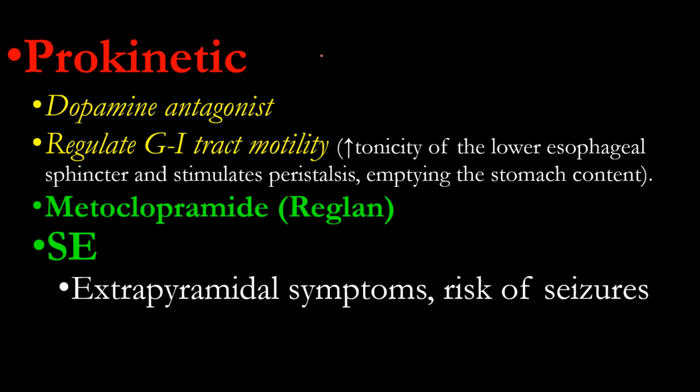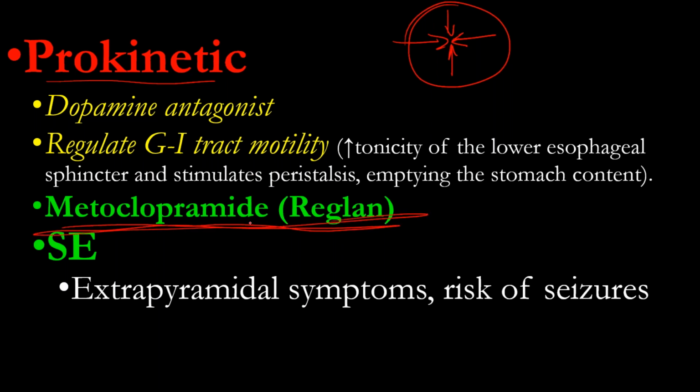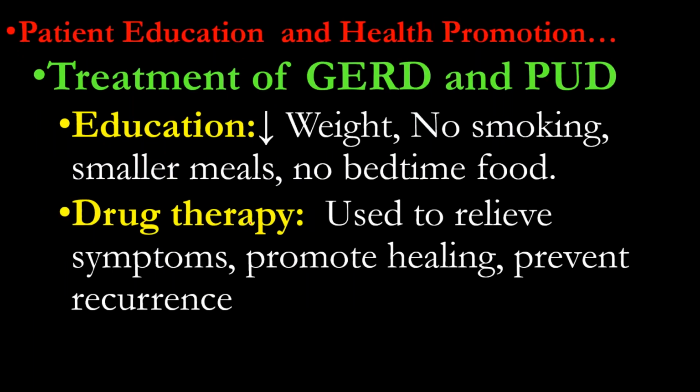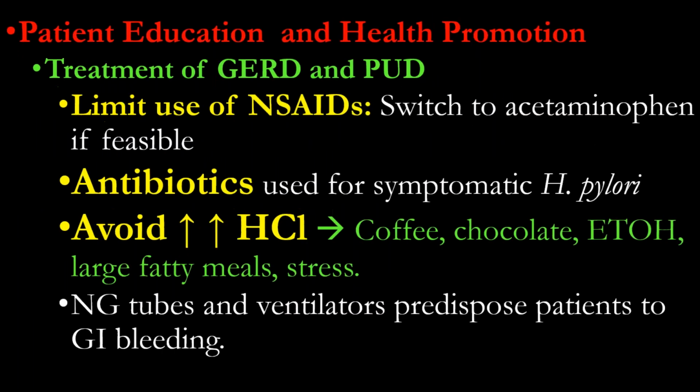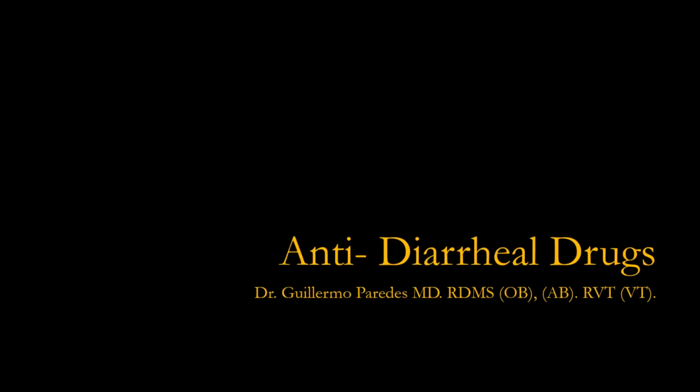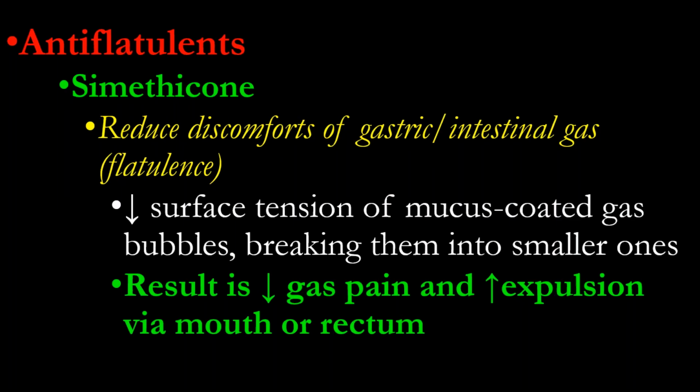Okay, so the prokinetic. Remember antacids, neutralizers, PPI, anti-H2, prostaglandin. We have the coating agent, and then we have everything moving, which is the prokinetic. In this case, we have Reglan, the metoclopramide that we mentioned in the previous hour. Simethicone for flatulence.